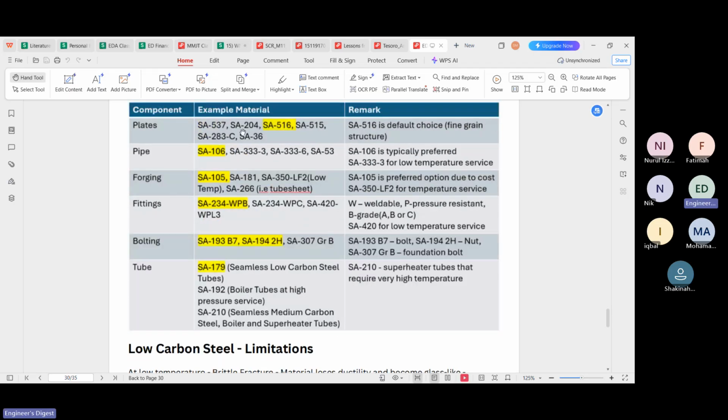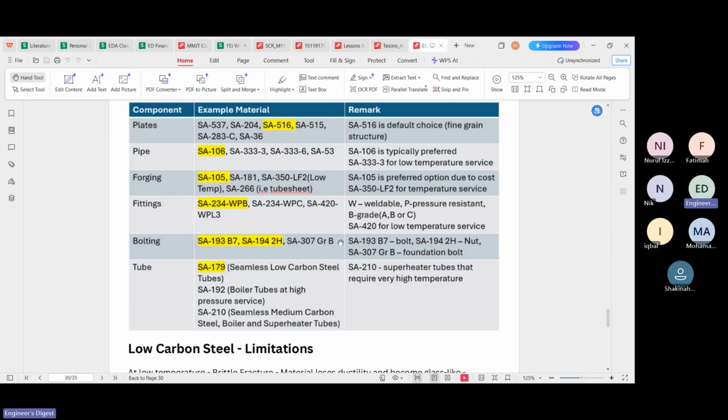SA is the typical name for ASTM material. If you see SA, then you'll know that this is a recognized material by ASTM. So that is where it originates. Ada beza SA dengan SB kan? SB, I believe SB is a non-ferrous material. Okay, faham. Thank you.